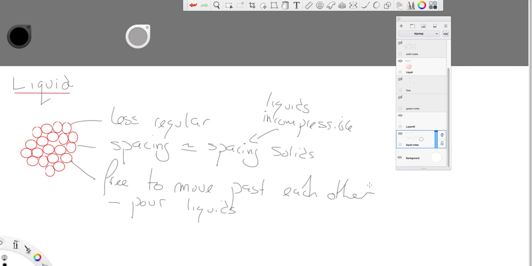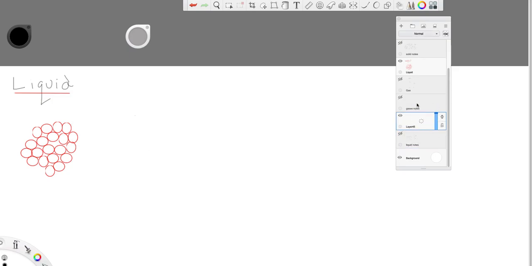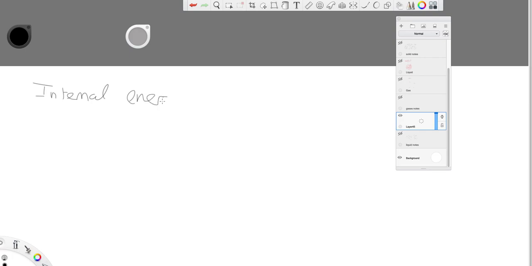And there are two kinds of energy. Let me just talk about that while I'm here. So you have internal energy. This is the total KE and PE, kinetic energy and potential energy, possessed by the atoms or molecules.